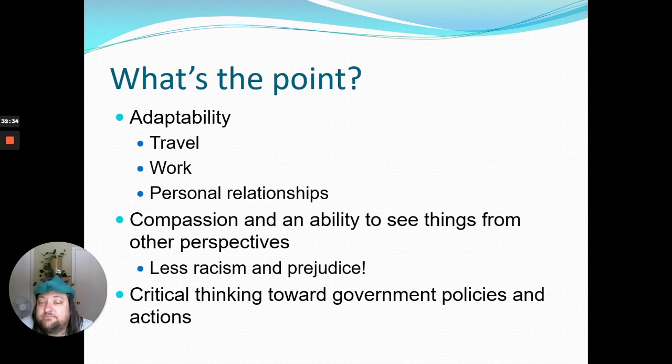So just to wrap this up, what's the point of learning about all this? Well, I firmly believe that even if you don't plan on becoming an anthropologist or even any kind of social scientist, you can benefit from having an anthropological perspective. As an individual, it can give you adaptability.